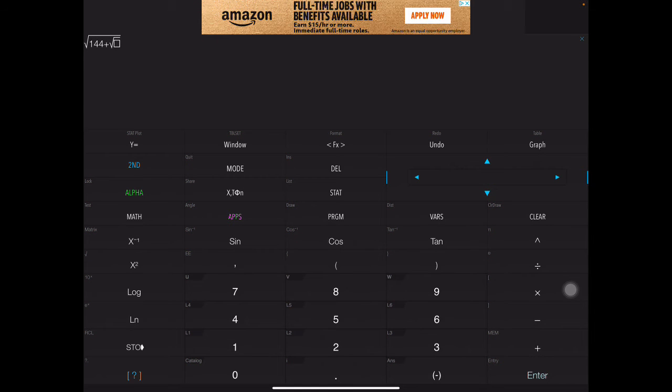That is wrong. You do not put everything under the same square root unless it looks like that on your paper or the problem you're working on. After I put in 144, I must get out of that square root in order to put in a new one. So I'm going to use my blue right arrows to get out of that square root. And now I can put plus, add another square root, 49, to give me a value of 19.